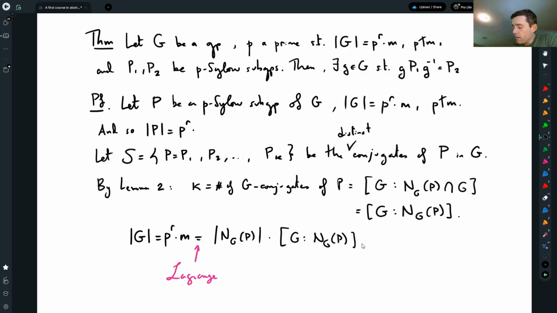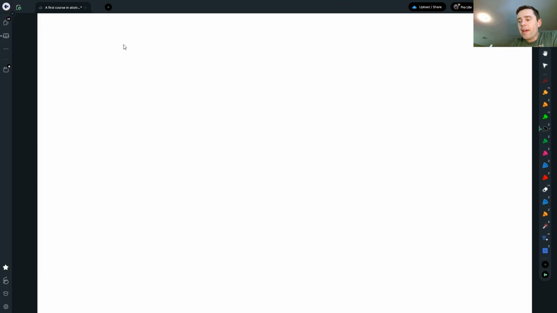And that is the normalizer. Let me drop the subscript G; it is just the size of the normalizer times K, the number of conjugates of P in G. Let me write that down again here: the order of G is the size of the normalizer times K, the number of conjugates of P in G.